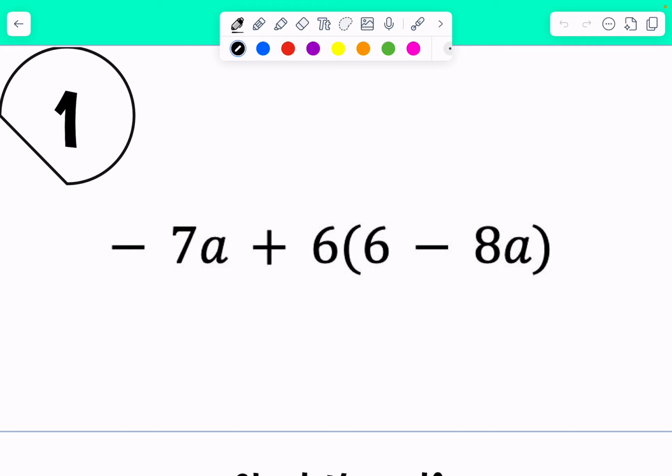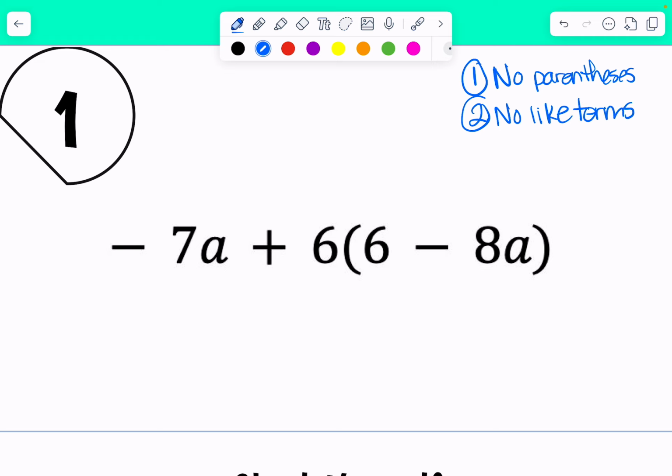So as a reminder, an algebraic expression is in simplest form when two things are true. Number one, you have no parentheses. And number two, you have no like terms. A like term means terms that have the same variable raised to the same power. So your first step is to clear any parentheses.